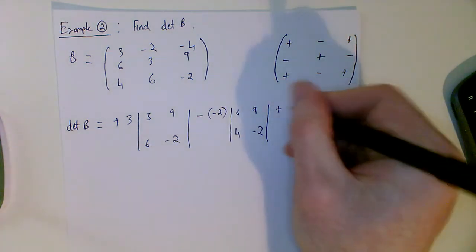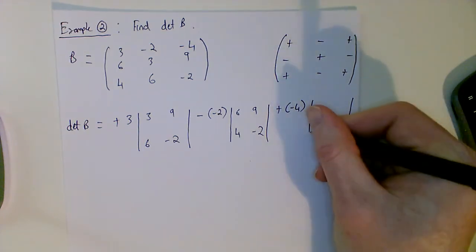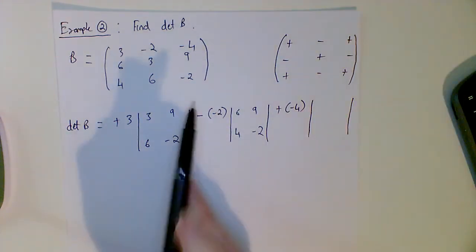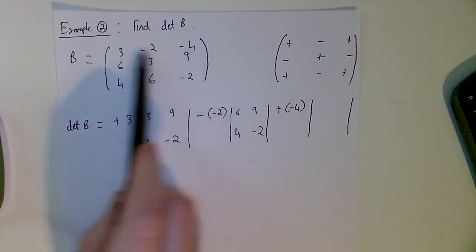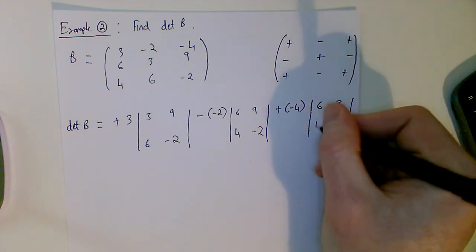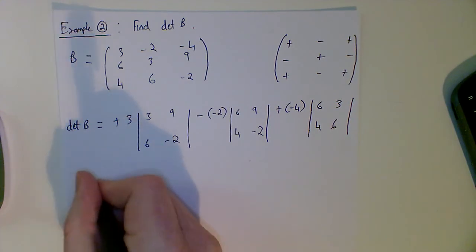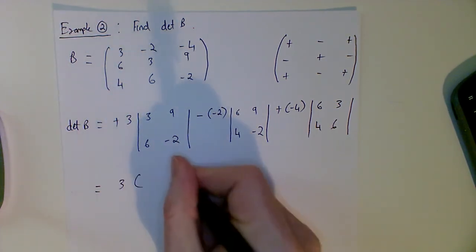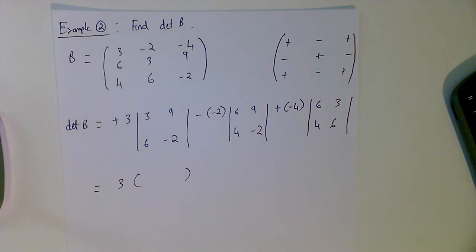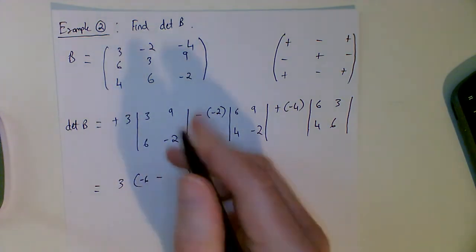And lastly, it's plus negative 4. And again, the elements are not on negative 4's row and not on negative 4's column. So that gives me 6, 3, 4, 6. Right, so that gives me 3. And remember, I'm just doing AD take away BC. You don't need to write that down. So that's negative 6 take away 54.